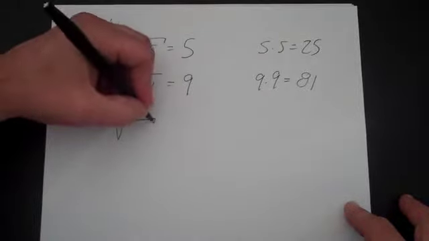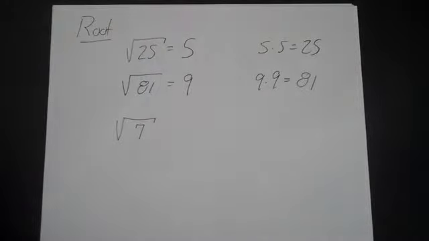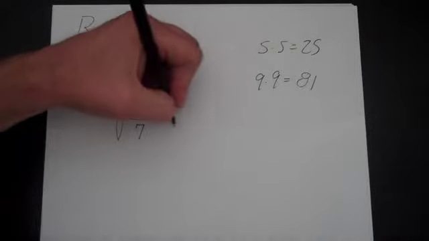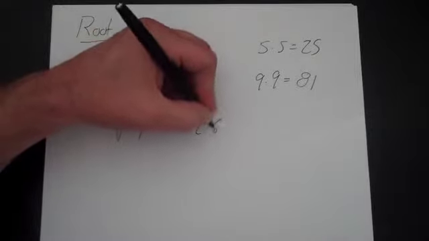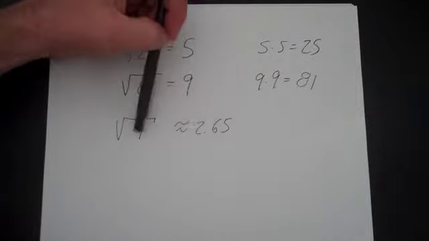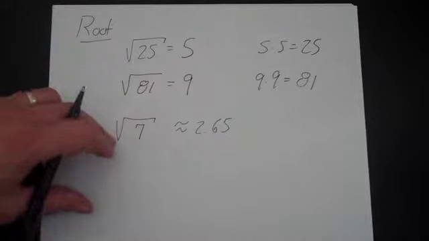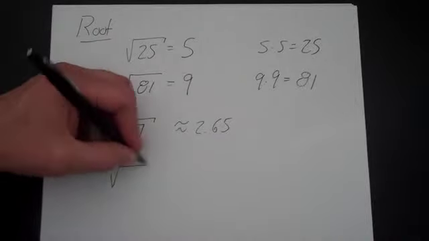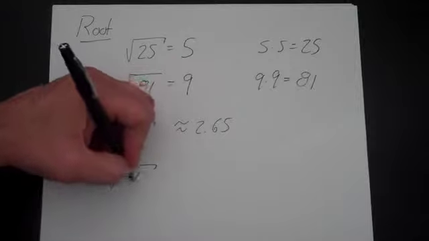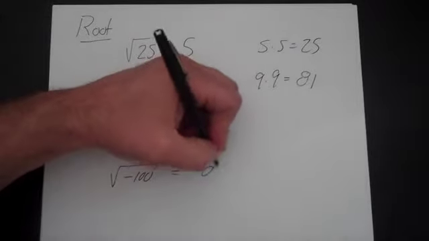Now, you can also have the square root of 7. It's going to be a decimal, and we can't figure it out on our own, but we can still say that the square root of 7 is going to be about 2.65. If you think about 3 times 3 is 9, 2 times 2 is 4, it kind of makes sense. So the square root of 7 exists even though it is a decimal. On the other hand, the square root of negative 100 doesn't exist.